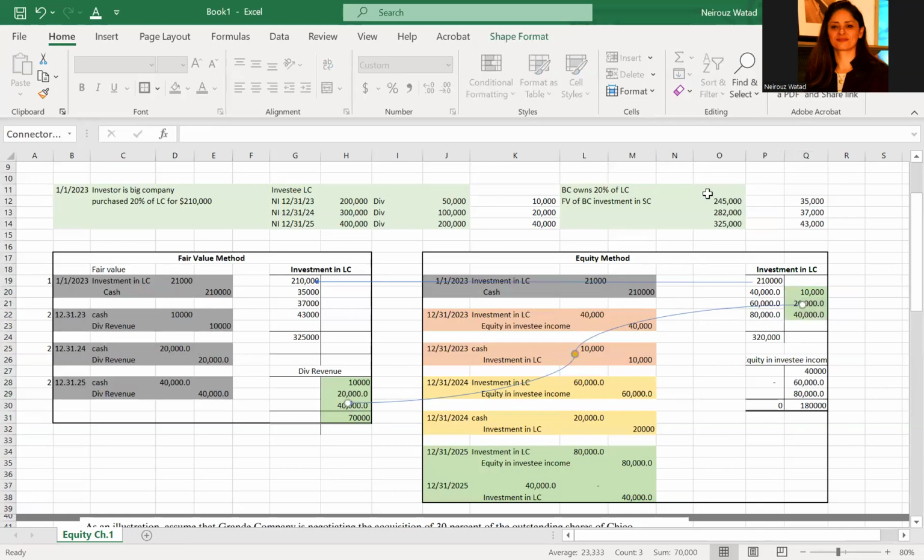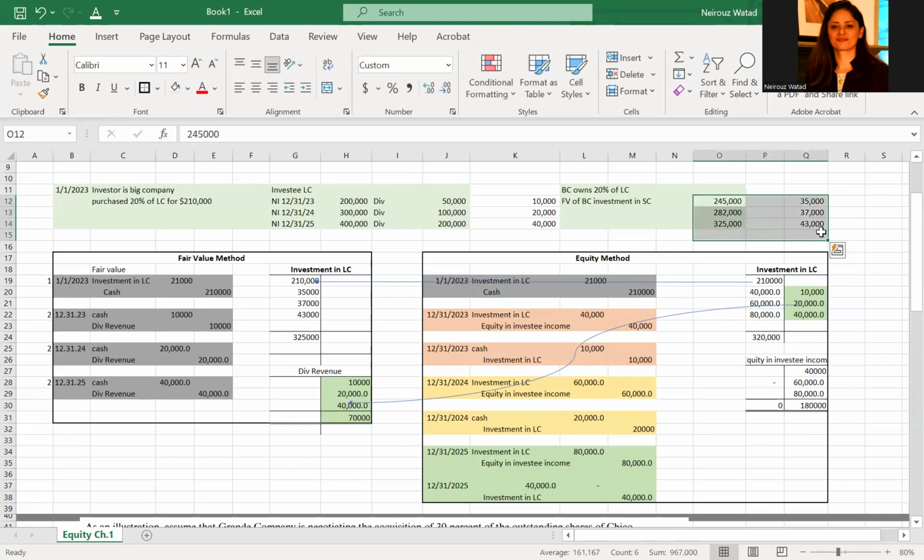Notice that we don't do the valuation of our stocks at fair market value like we did here. We don't do this because this is not the fair value method. We don't care about the fair values of the stocks at the end of each year. And the equity in the investee's income went down by all the dividends, okay? Which is 180,000.